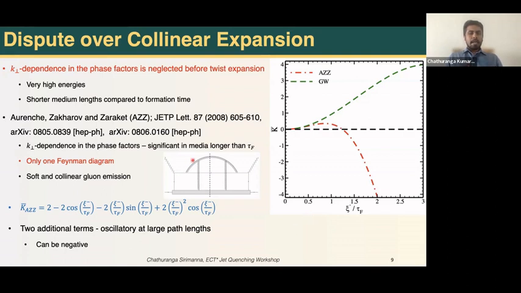Therefore, they calculated the only contributing Feynman diagram in the GW calculation in the limit of soft and collinear gluon emission. Their result is given in this form, and as you can see, there are two additional contributions compared to the GW result. Because of these two additional contributions, this result is oscillatory at high path lengths, and it can go negative, as you can see in this plot.